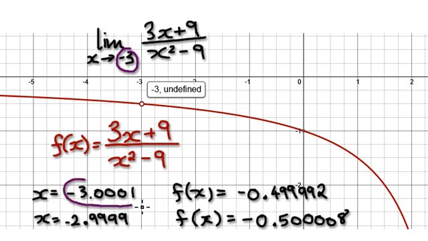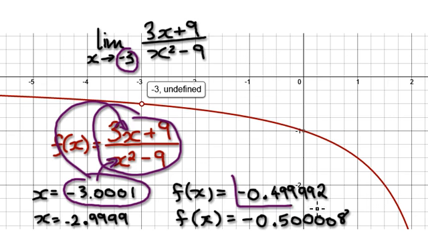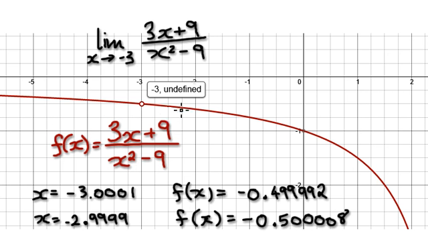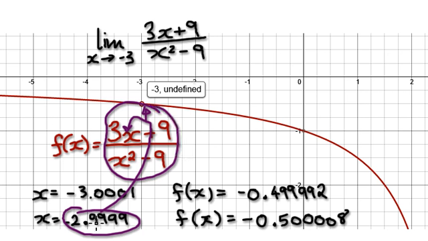Select -3.0001, and then put it into here, get your calculator, work out the whole thing, and it will give you this here. Okay, and then also you have to approach it from the right-hand side. So select a number that is really close to the -3, but just to the right of the -3, which would be this number here. Put it into here, and then get your calculator to work out the whole thing.